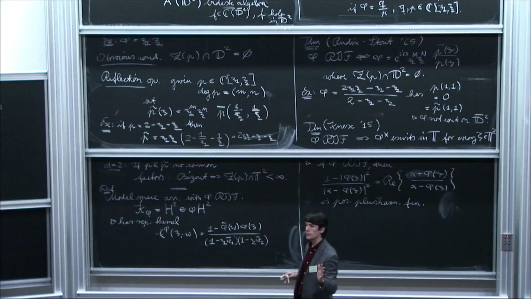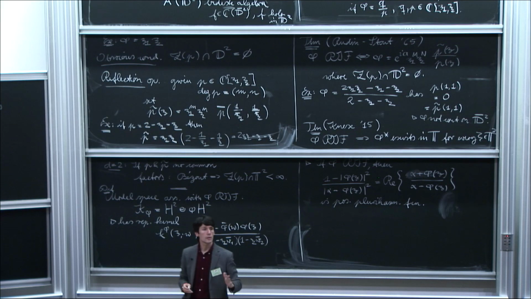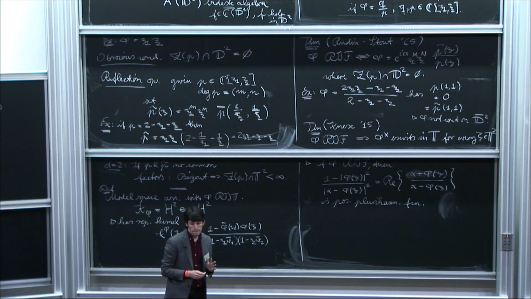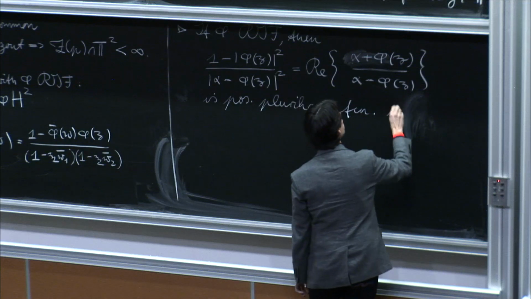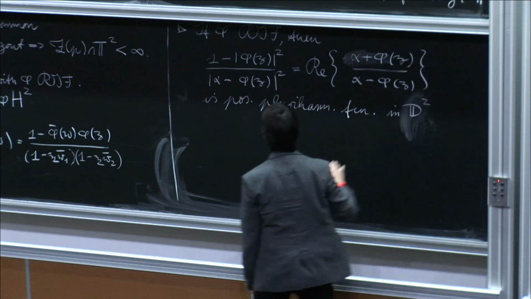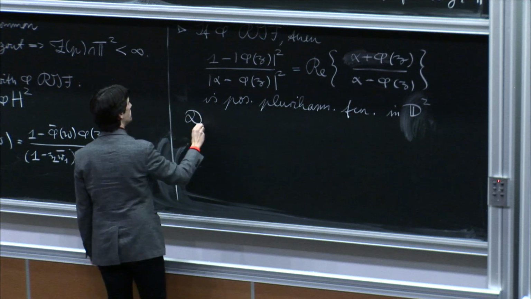So it's harmonic along any complex line where it is defined. So positive pluriharmonic function in D2. And so now I can define the Clark measure.